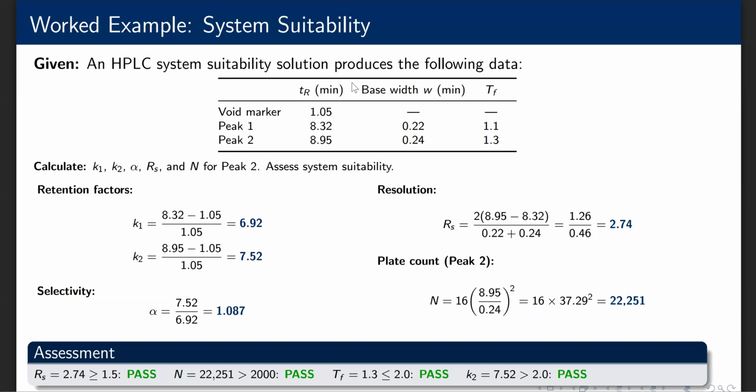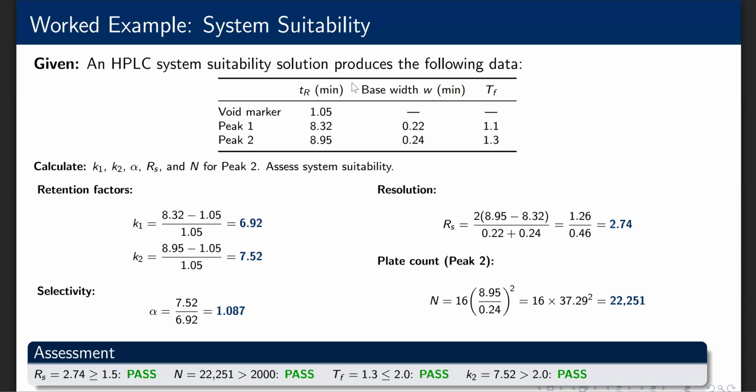For K1, (8.32 minus 1.05) divided by 1.05 gives us 6.92. For K2, (8.95 minus 1.05) divided by 1.05 gives us 7.52, which are both well above the minimum of 2.0. This is a pass. For selectivity, we look at 7.52 divided by 6.92, which equals 1.087.